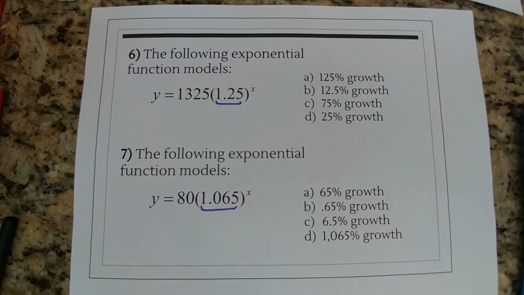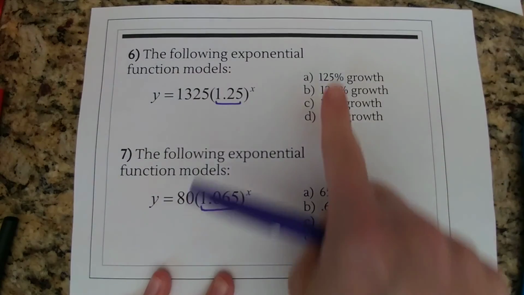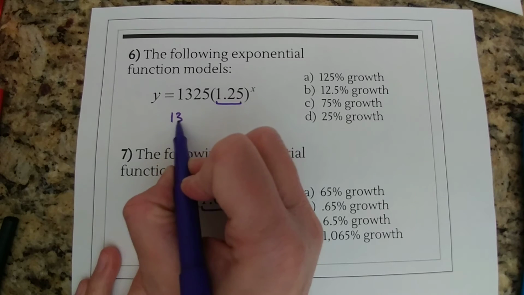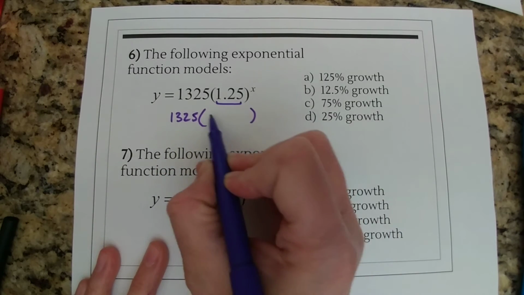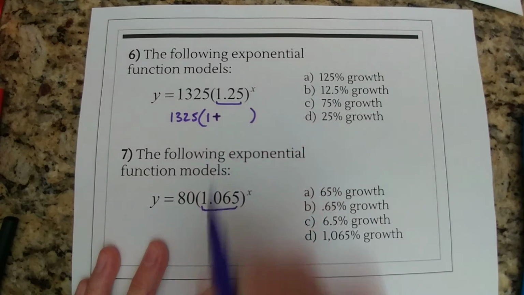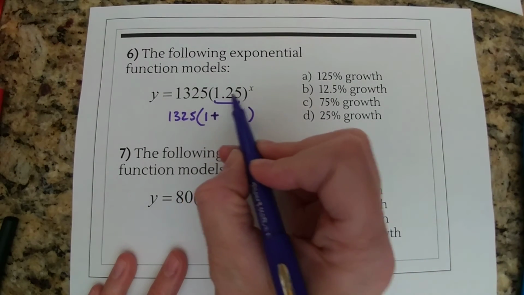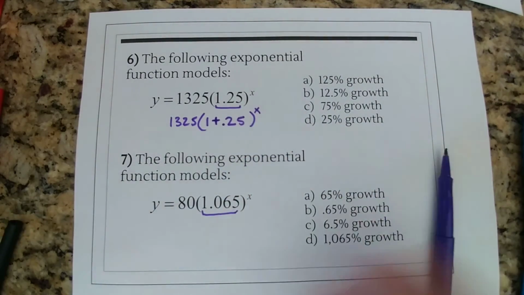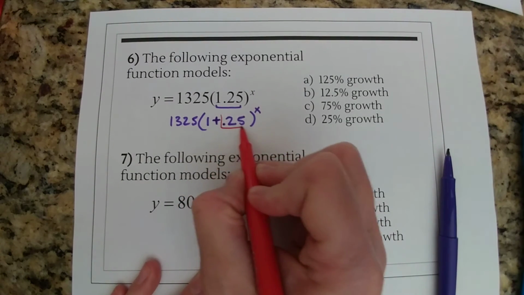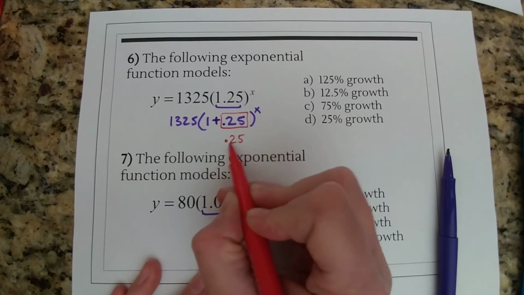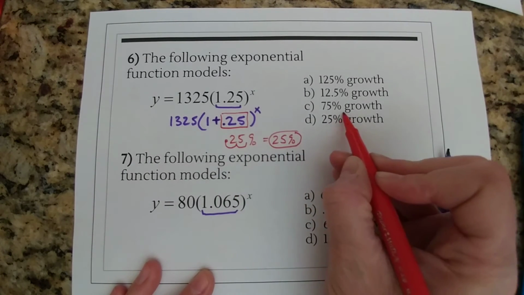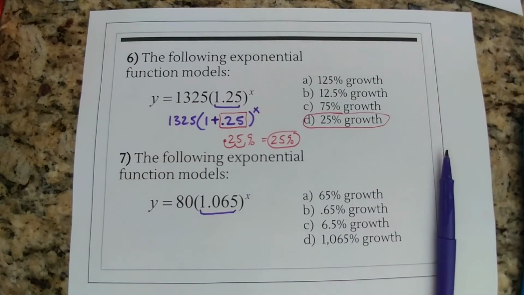So here are the choices. Did you decide what you think? Remember that this comes from 1 plus the percentage. So in order for it to become 1.25, this must have been 0.25. So this right here tells the percent. And if I take 0.25 and change it back to a percent, it would be 25%. So hopefully you picked D.